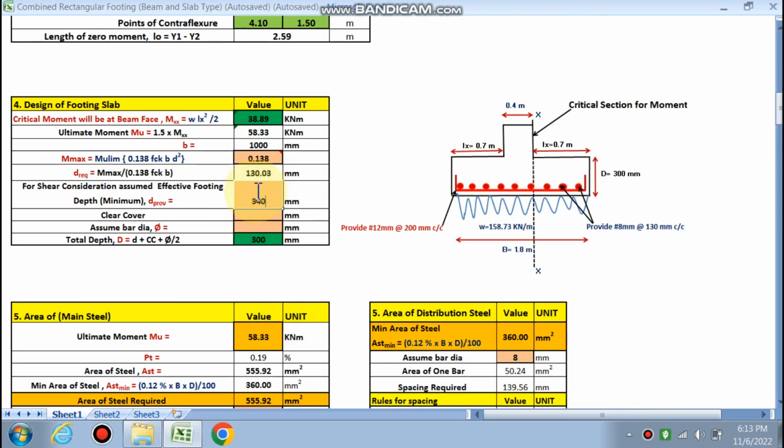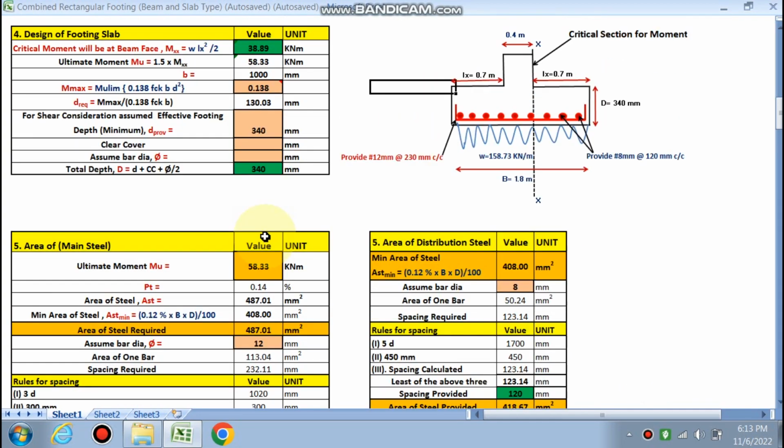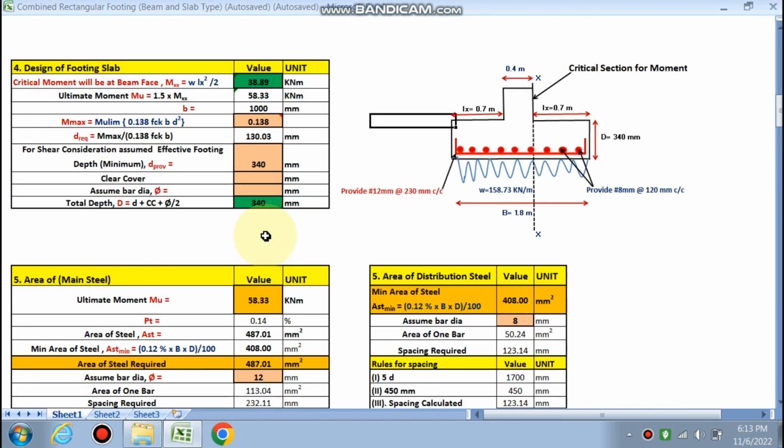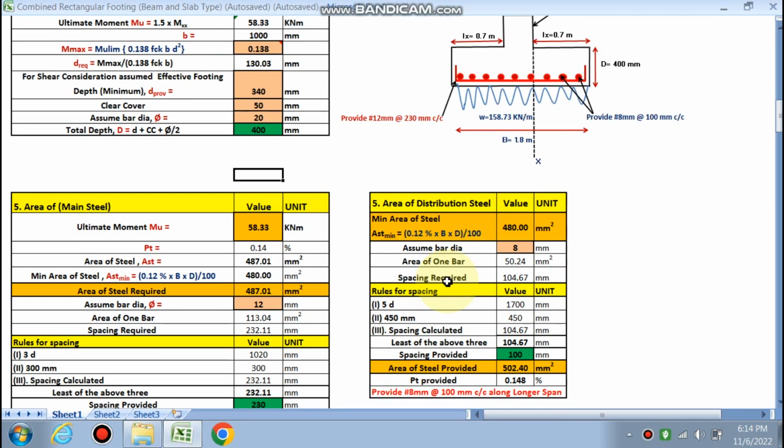If we take 340, now okay, safe in shear. So we have to choose accordingly whether it is safe in shear or not. So 340 is the effective depth we are going to provide. Clear cover is 50 mm in case of footing, and assume bar dia 20 mm. So overall depth is 400 mm by this formula, right? So overall depth we have calculated 400 mm.